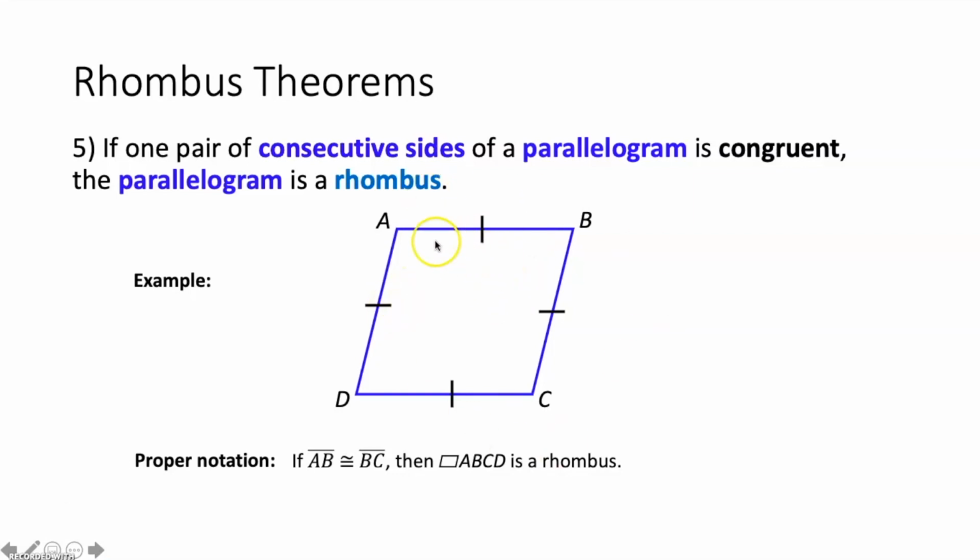And it makes sense, right? Because in a parallelogram, both pairs of opposite sides have to be congruent. So if these two are congruent to each other, then these two have to be congruent to each other, and these two have to be congruent to each other, so they're all congruent to each other, meaning that it's a parallelogram with four congruent sides, therefore it's a rhombus.